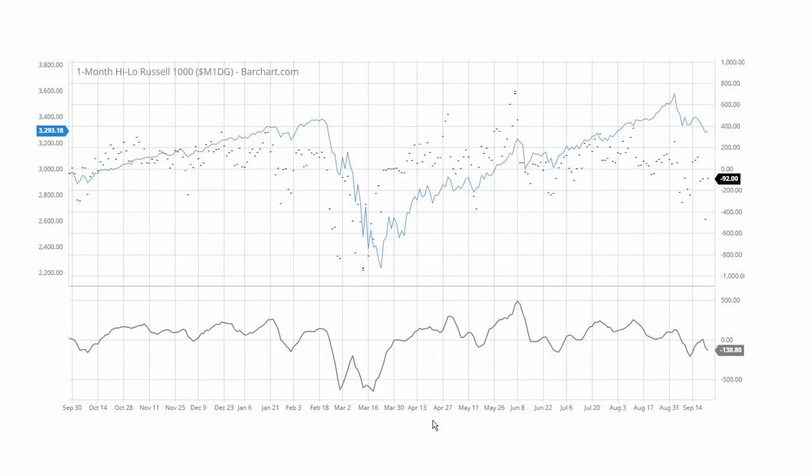All right, here is the Russell 1000. This is the S&P 500 versus the 1 month high low of the Russell 1000. So it's the number of Russell 1000 stocks making a 1 month high versus them making a 1 month low.